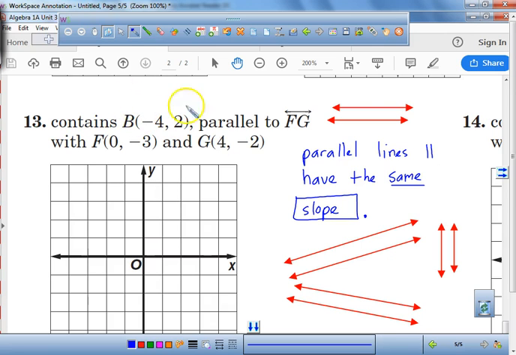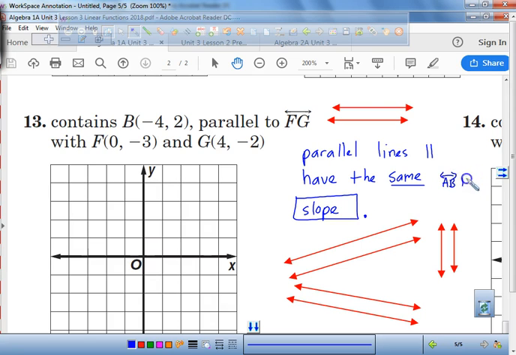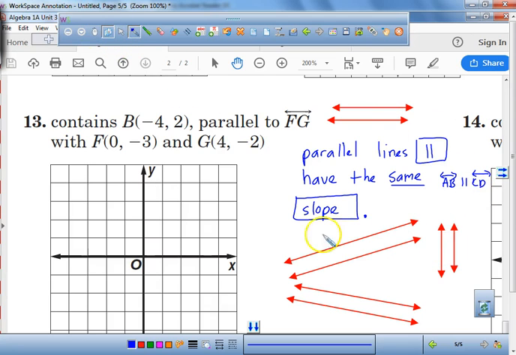If I say line AB, and then you see a double L, parallel to CD, that looks like a pair of L's. This symbol means parallel. So this means line AB is parallel to line CD. Right now, that's what you need to write down in your drill. That's the symbol for parallel.